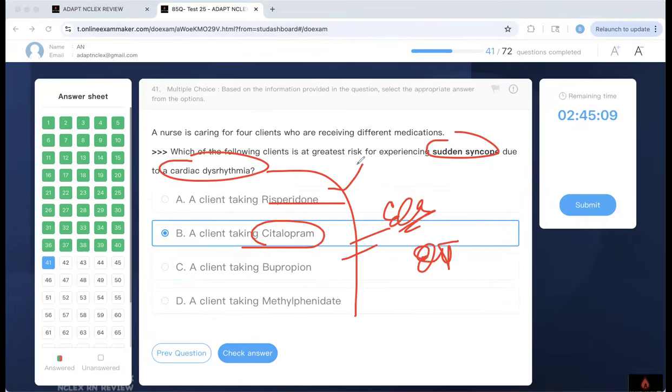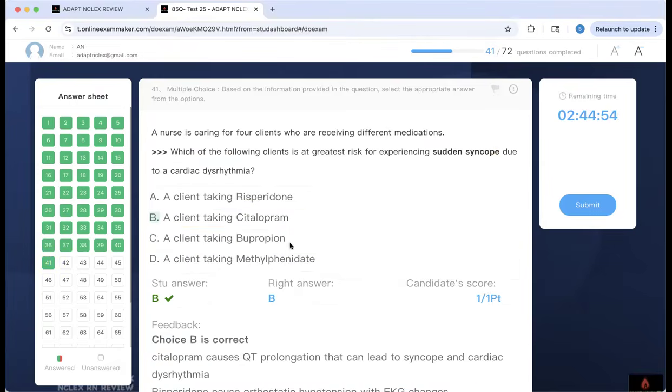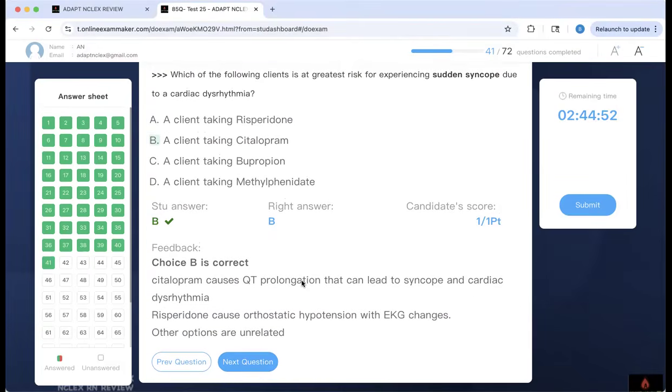Risperidone causes orthostatic hypotension, and that can make you fall too. But it has nothing to do with your EKG. Bupropion and methylphenidate don't do that. Citalopram affects the EKG. Therefore, this question is asking about cardiac dysrhythmia. That's why it's not risperidone. It causes orthostatic hypotension, and you may fall. But citalopram is the most important.